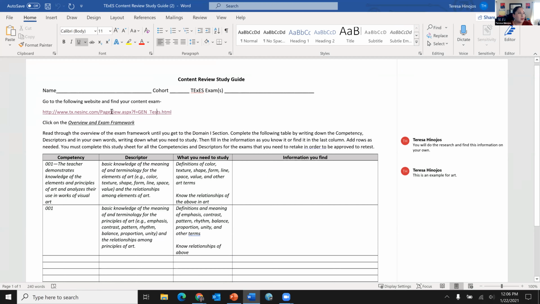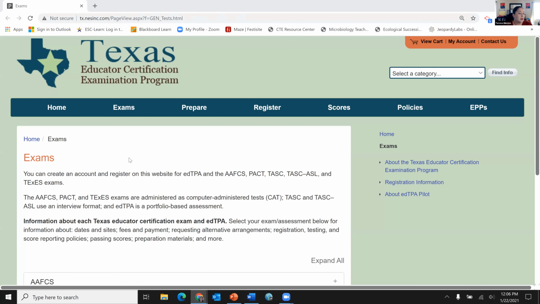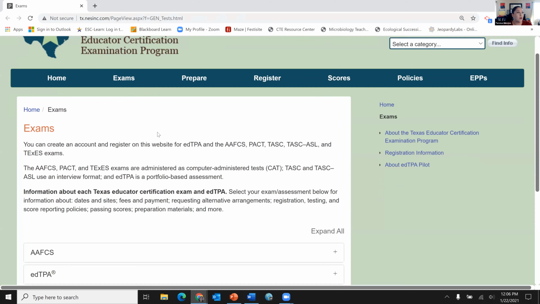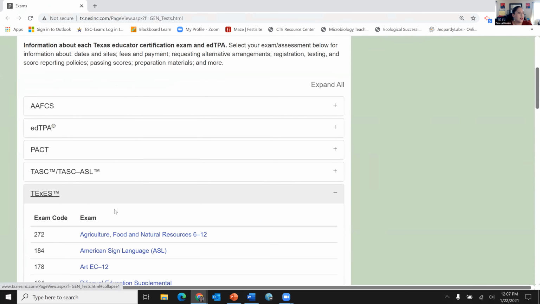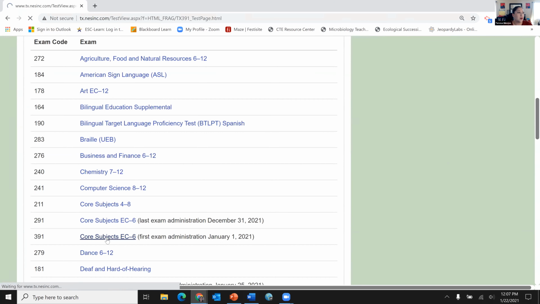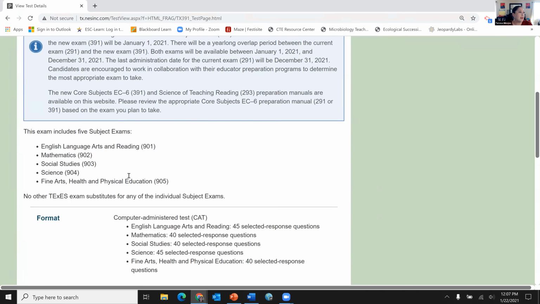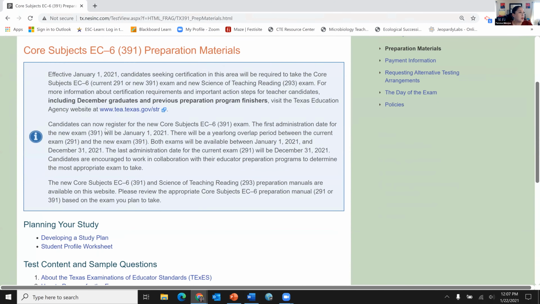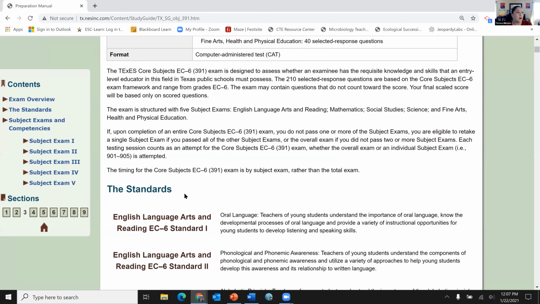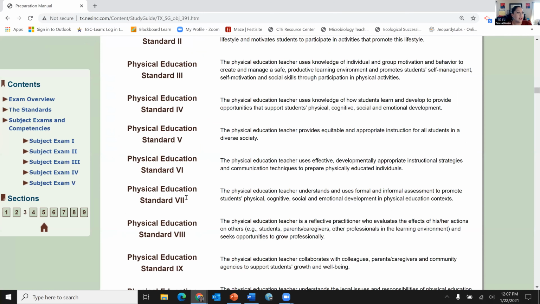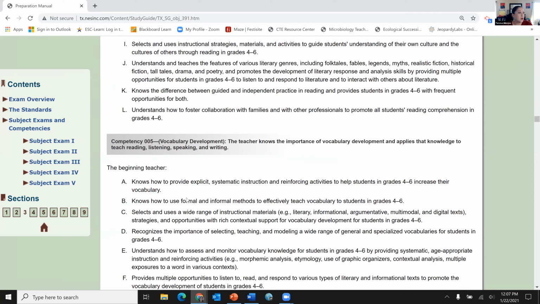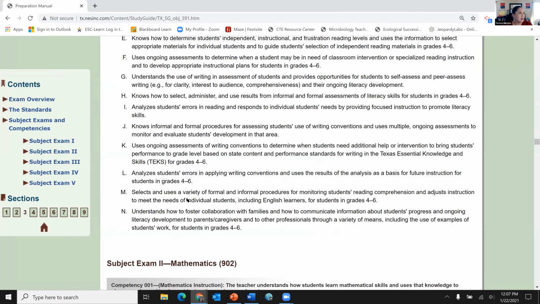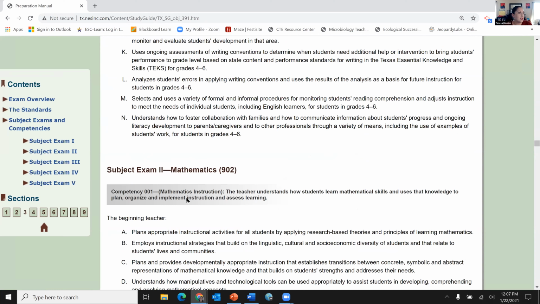So this document, you click on the link and it's going to take you to the overview of the exams. When you go in there, you would go to the core subjects EC through 6, and then click down where it says preparation materials, and then go to the overview and exam framework. And here is where it's going to give you all of the competencies that are going to be tested on this exam. And if you'll notice, it's got the competency as well as those descriptors in there.